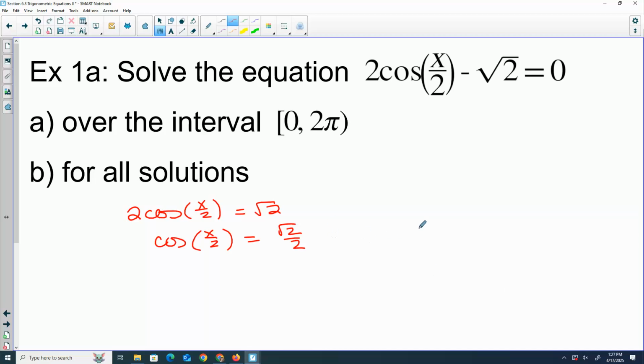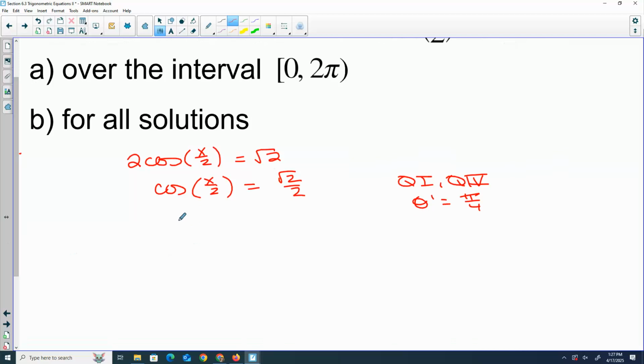What quadrants is cosine positive in? Reference angle. When is cosine radical 2 over 2? We are in radians. So, my angle is x over 2. In quadrant 1, it is pi over 4. In quadrant 4, that is 7 pi over 4.